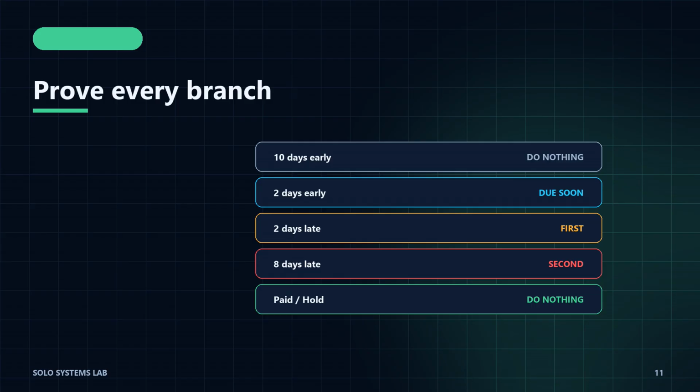An invoice due in 10 days should do nothing. One due in 2 days should create a due soon draft. One overdue by 2 days should create a first reminder. One overdue by 8 days should create a second reminder. Paid, disputed, and hold rows should always do nothing. Run the script twice without changing the data and confirm that the second run creates no duplicate drafts. Then change just one due date and verify that only the expected row advances.